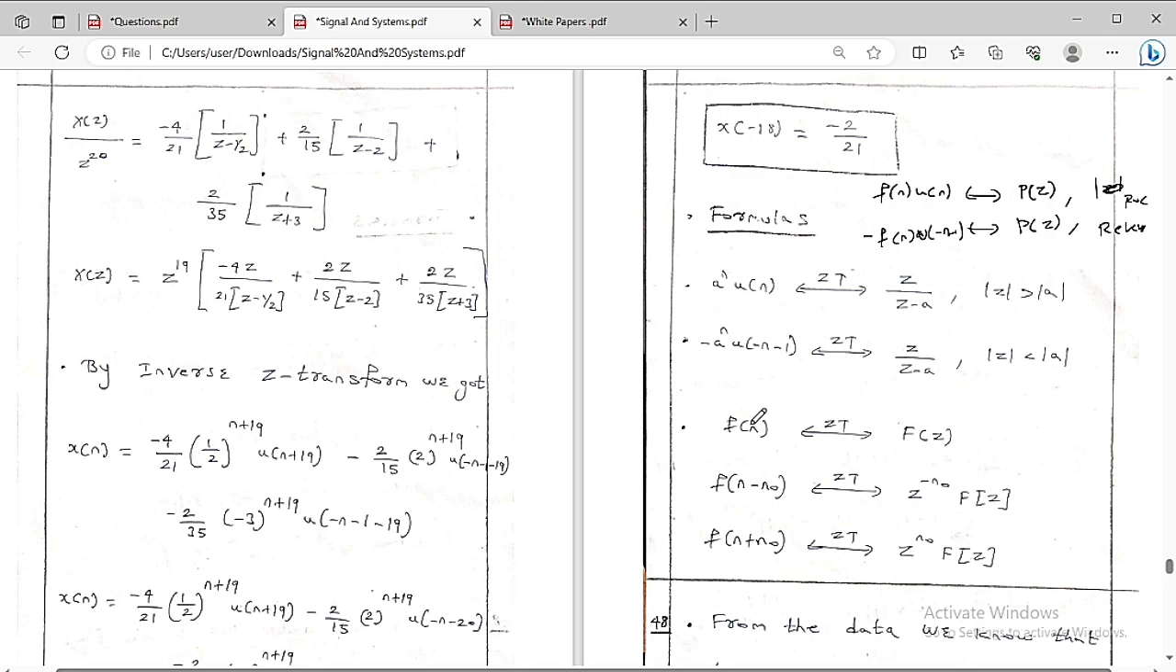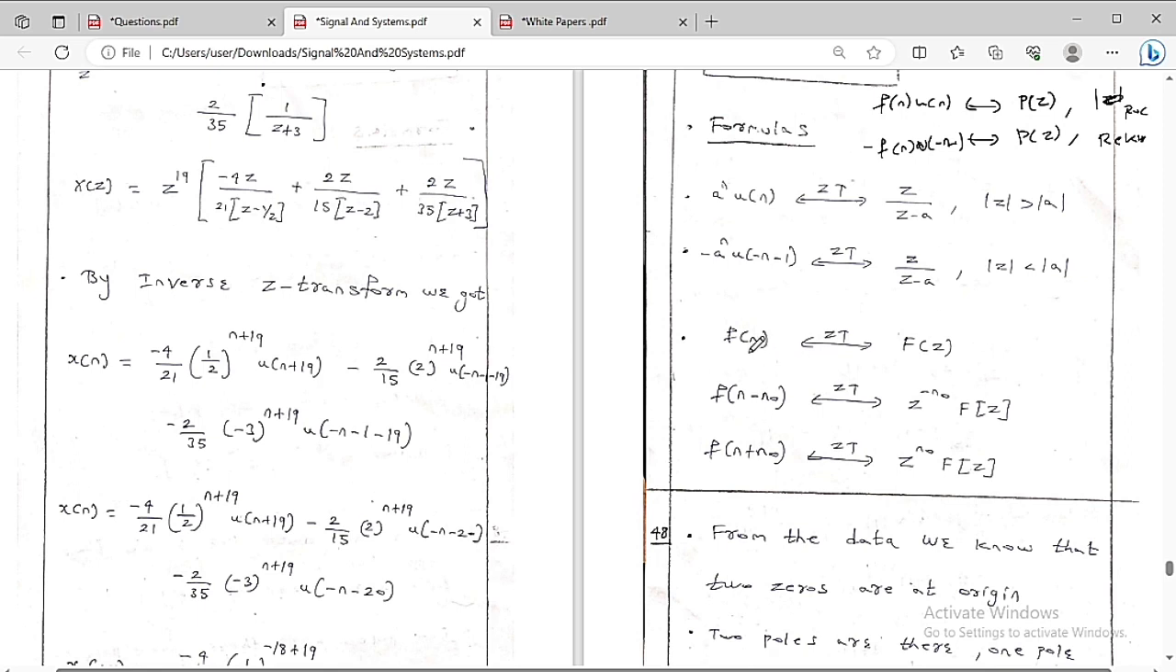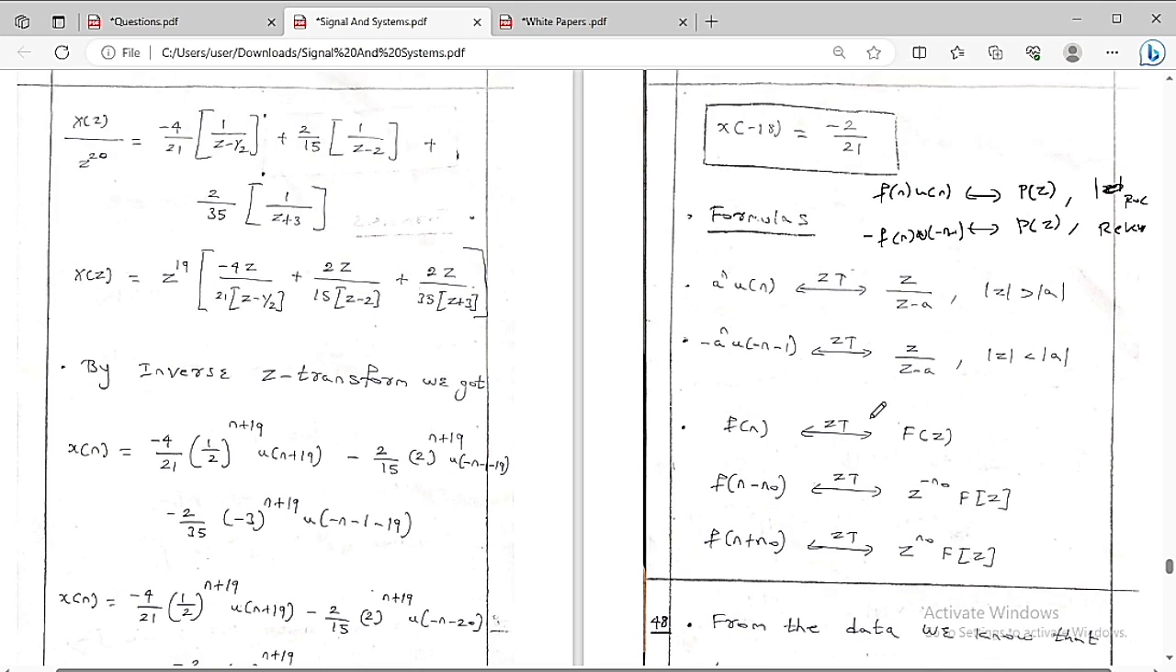Now, let me tell you the other property also. If f of n has z transform F of z, then f of n minus n naught has z transform z to the power of minus n naught into F of z, and f of n plus n naught has z transform z to the power of plus n naught into F of z. This one I have already told you. Here minus means minus, and plus means plus.